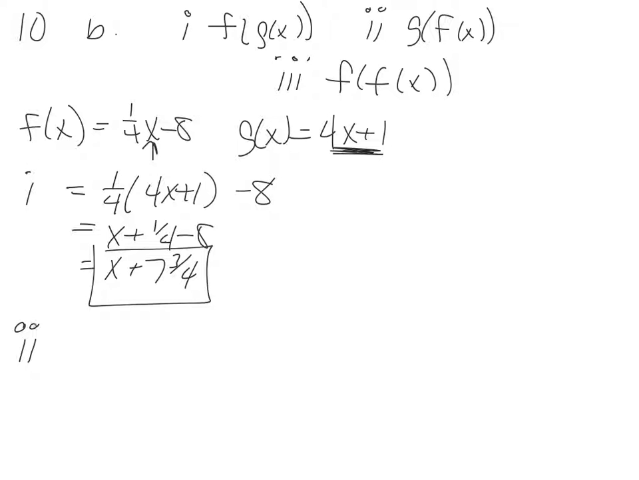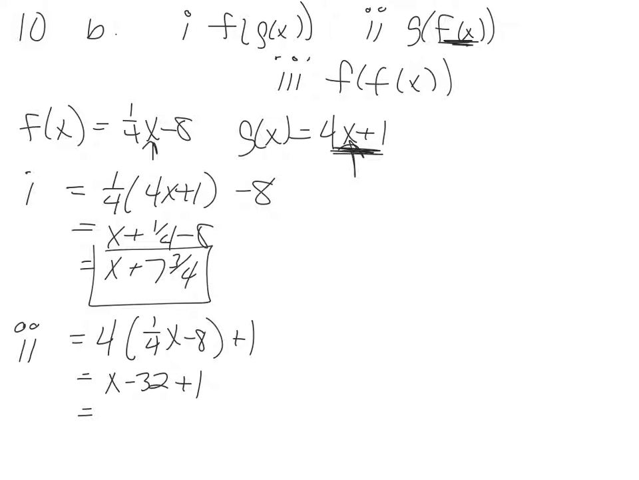Okay, double I, I need to do g of f of x. So wherever I see an x, I'm going to put f of x. So right there, I'm going to substitute. So g of f of x. Distribute that 4. I've got x minus 32 plus 1, x minus 31.